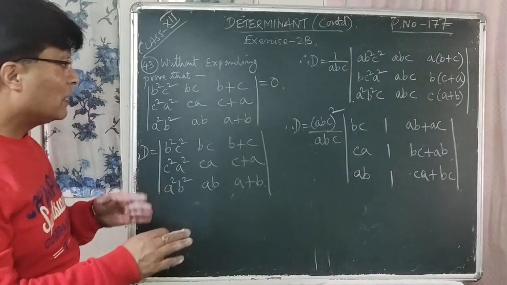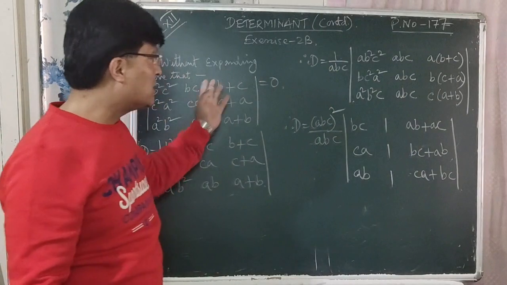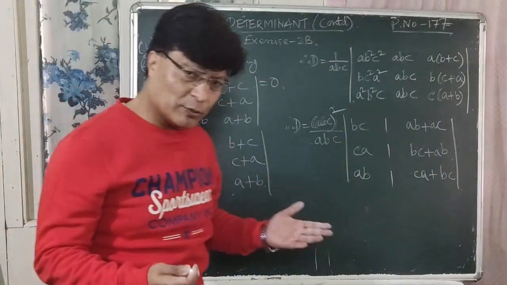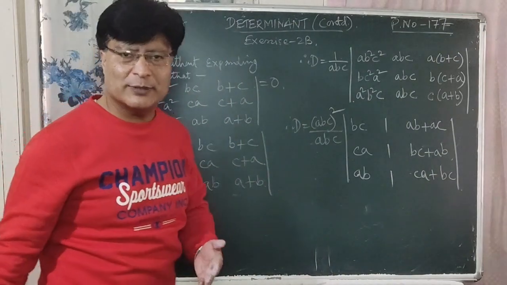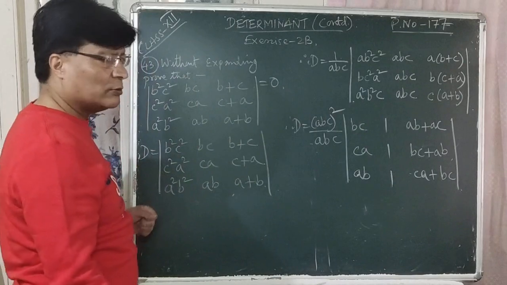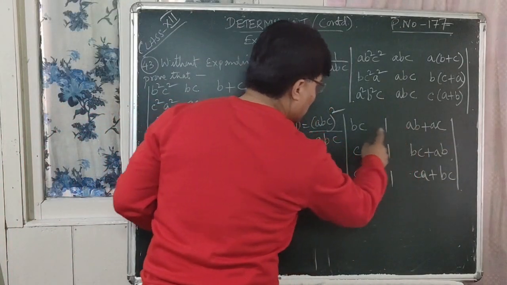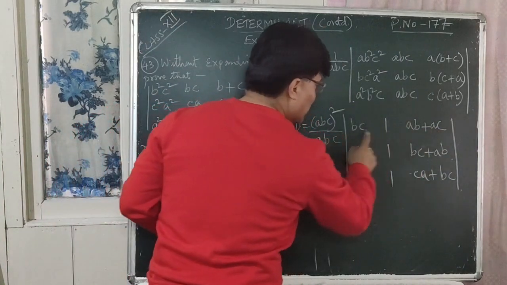Okay? Now again, what will you do in the next step? Without expansion, you have to prove this determinant is equal to 0. That means you have to make either 2 rows or 2 columns identical to make that determinant 0 without expansion, right? So now, C3 dash is equal to C3 plus C1. What is there? AB plus AC plus BC.